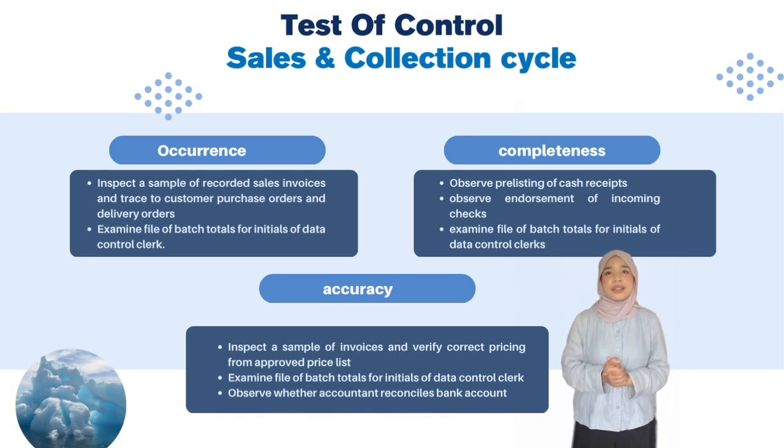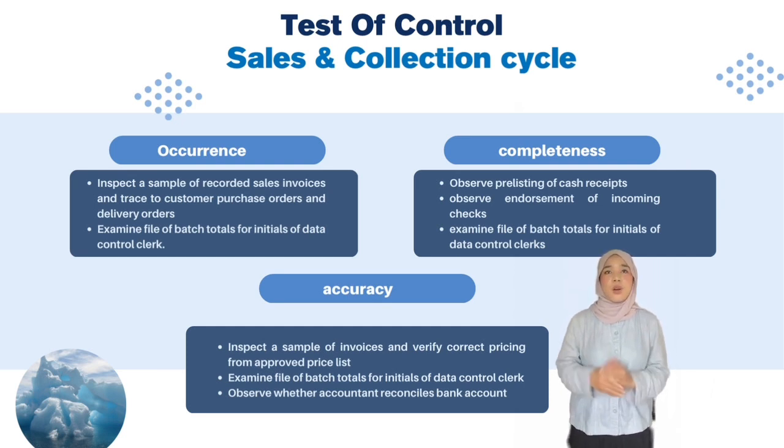Let's start with the occurrence assumption, which ensures that the recorded sales and receipts actually took place. The tests of control under occurrence include inspecting a sample of recorded sales invoices and tracing them to the customer purchase order and delivery order. This is to confirm that each recorded sale is supported by actual documents, proving that the transaction was real and valid. The second one is examining the file of the batch totals for the initials of the data control clerks. These tests help the auditor verify that no fictitious sales or collections have been recorded.